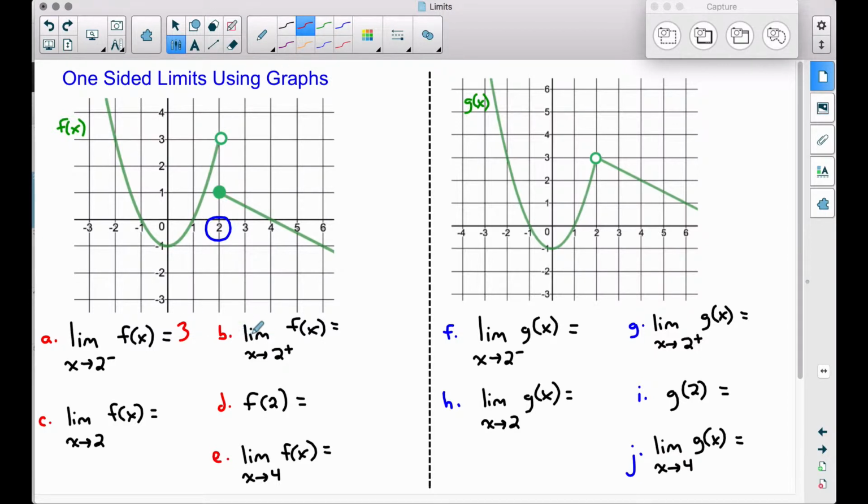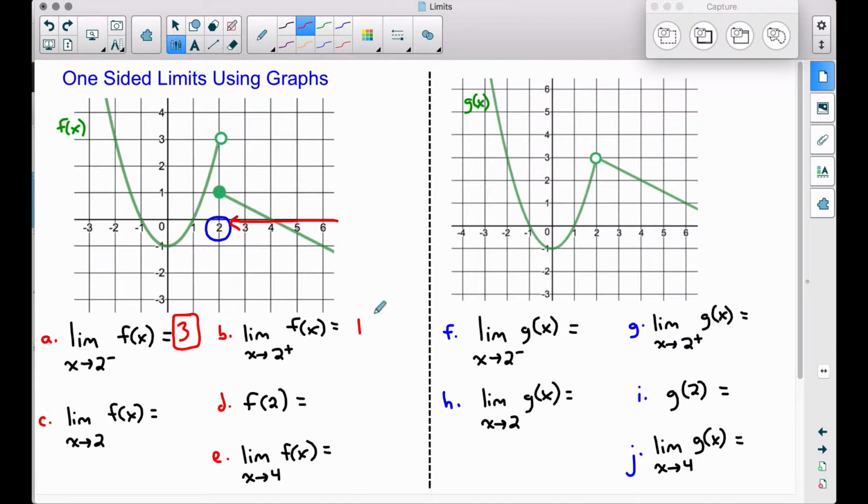Look at question B. The limit of f of x as x approaches 2 from the right. Now we're still trying to approach this same value of 2, but we're coming from the right. So we're on this part of our curve. And what y value are we getting close to now? That y value is a 1. So that will be our right-handed limit.